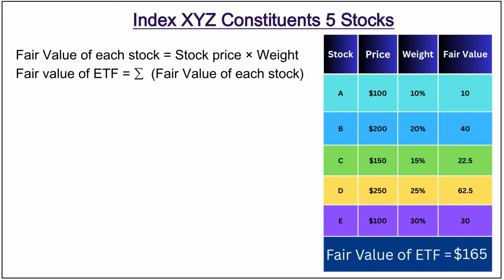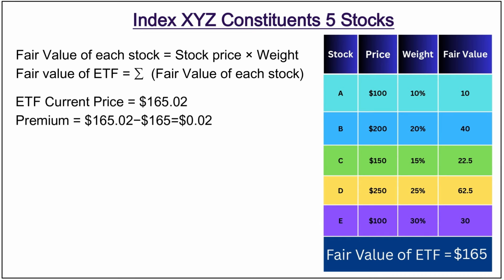So if you add all these fair values of each individual stock, it comes to $165. So the fair value of the ETF or the index is 165. We can't say the index because we can't trade an index, so that's why we say the fair value of the ETF is $165. Let's say the ETF is currently trading at 165.02, then there is an arbitrage opportunity.